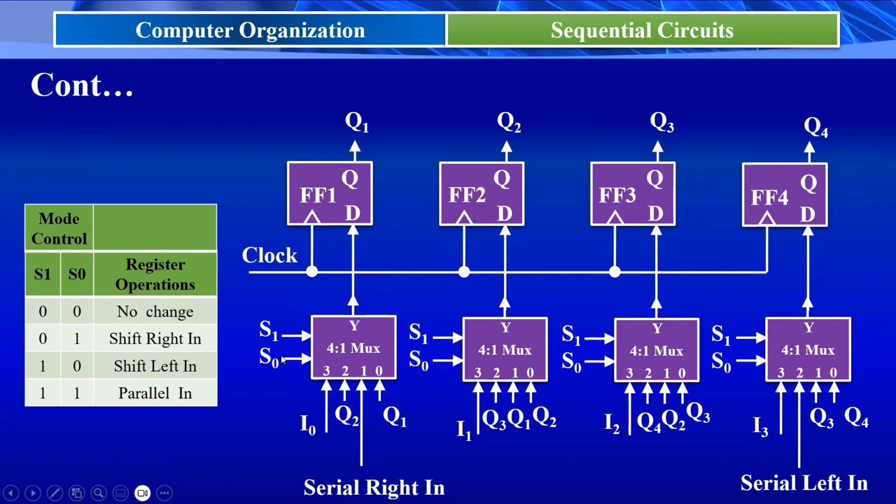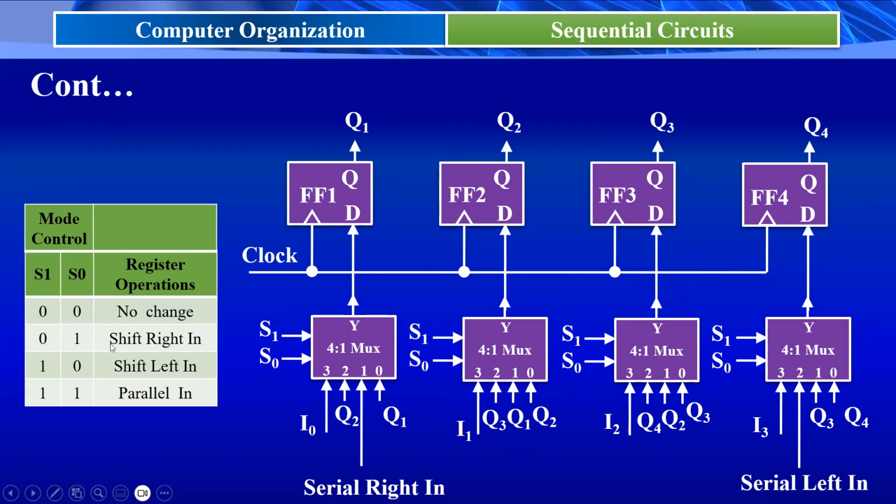If I place 0, 0 over S1 and S0, what happens? The 0th input is selected. What is the 0th input for all these multiplexers? Here it is Q1, the output of flip-flop F1. Here it is Q2, which is the output of flip-flop 2. It is Q3, the output of flip-flop 3. Q4, the output of flip-flop 4. That means whatever data we have right now at these flip-flops, the same thing is written back by these flip-flops, if S1 and S0 both are 0.